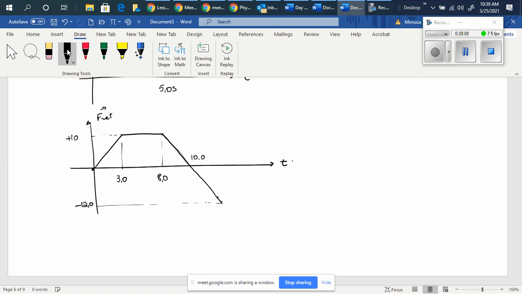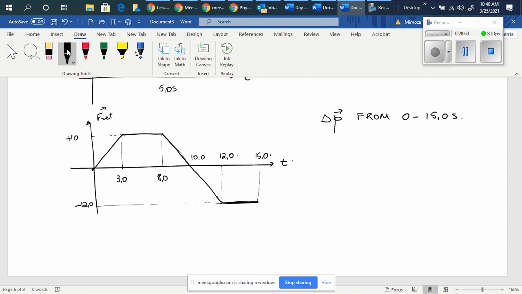but then continues down until, let's say, negative 12 at 12 seconds. And then up to 15 seconds, it stays at this negative part here. Okay, so now what we are doing is calculating the change of momentum from 0 to 15 seconds. Therefore, we will calculate the area under the graph.